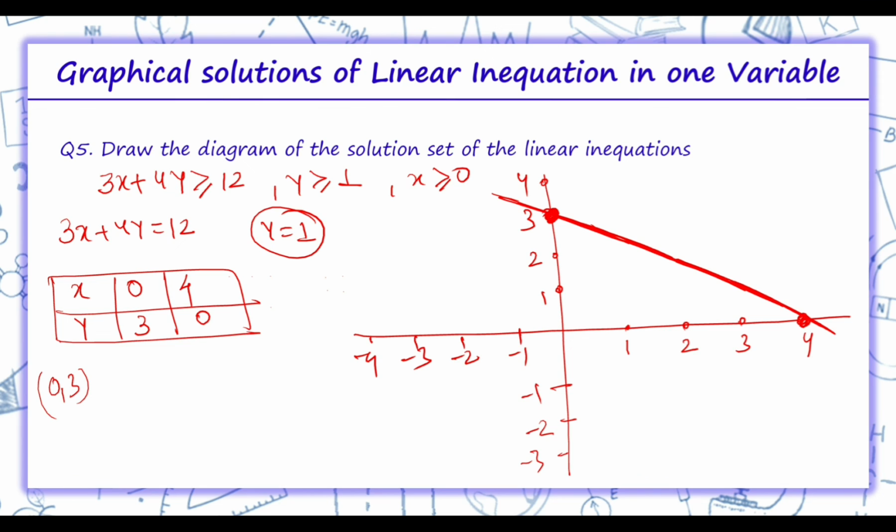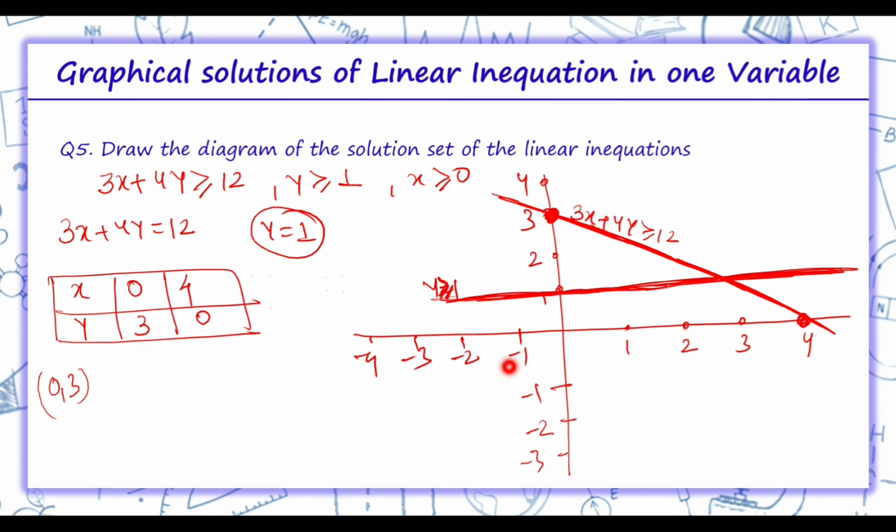Then y is equal to 1. We'll draw this line, which is also represented by a thick line. So these are the representations of the lines. This line is represented for y greater than or equal to 1. And over here this line represents 3x plus 4y greater than or equal to 12.